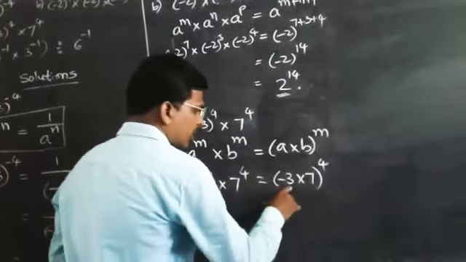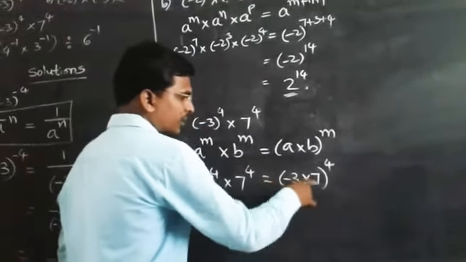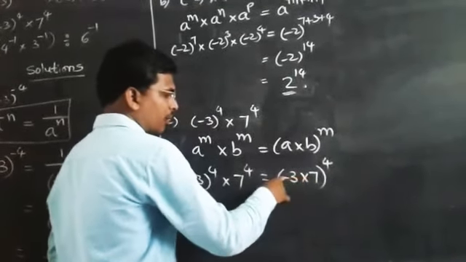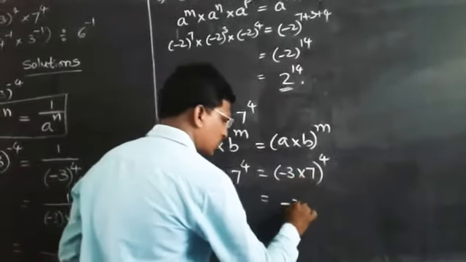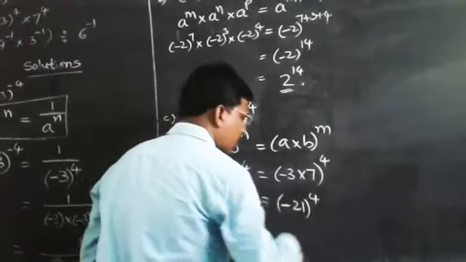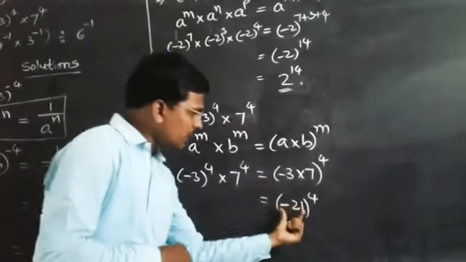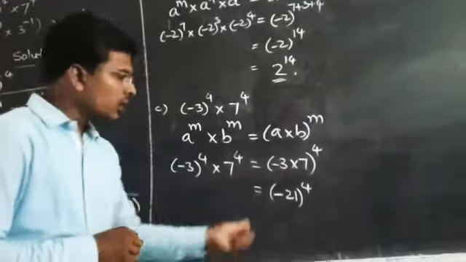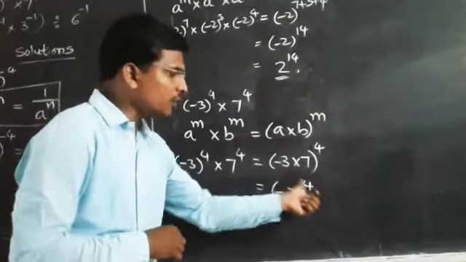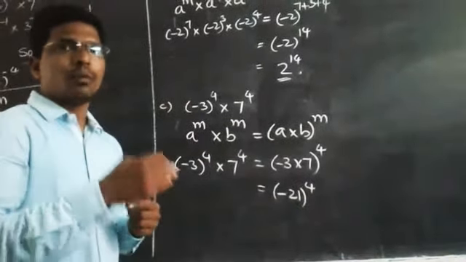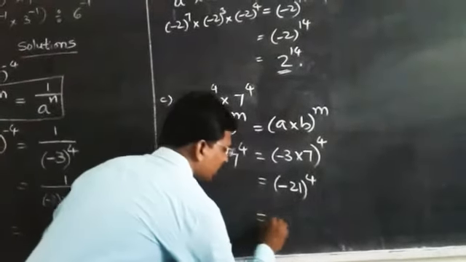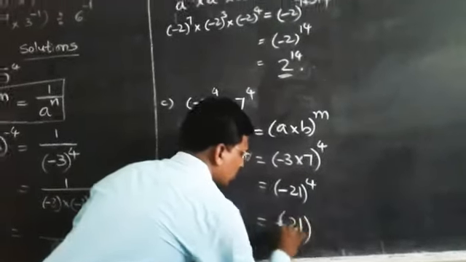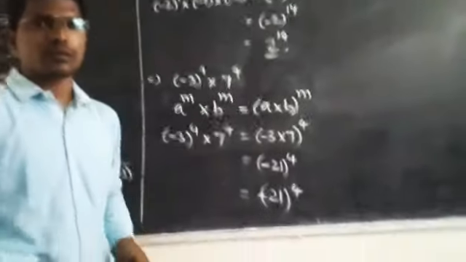So 3 is having a negative sign, and 7 is having a positive sign. Minus into plus, minus 3 into 7, 21, and whole to the power of 4. Minus 21 whole to the power of 4. See, this minus sign, if I multiply 4 times, minus into minus into minus into minus, we'll get ultimately plus. So 21 whole to the power of 4.